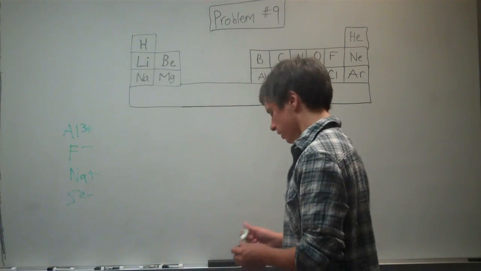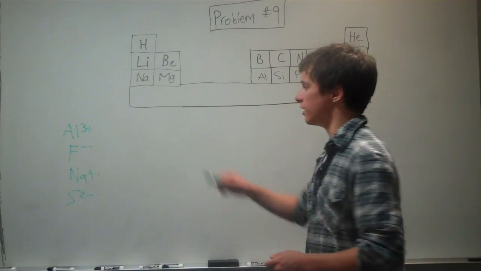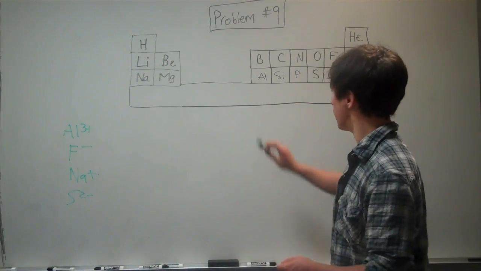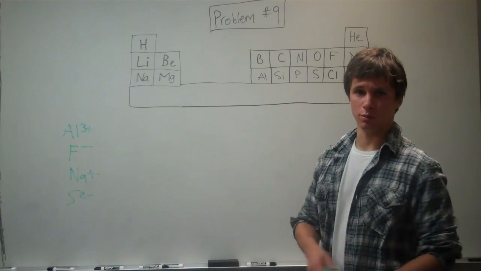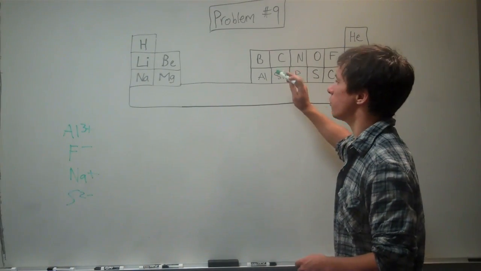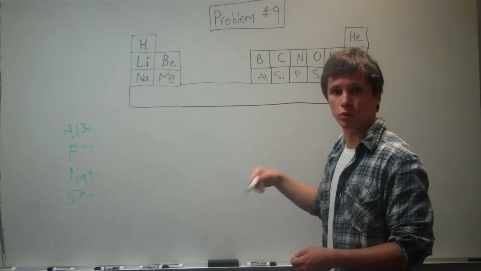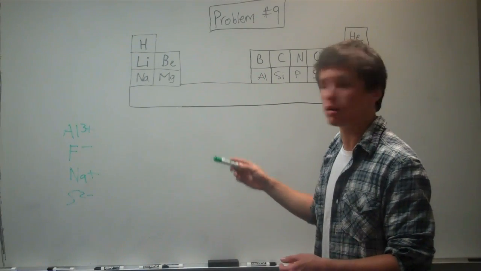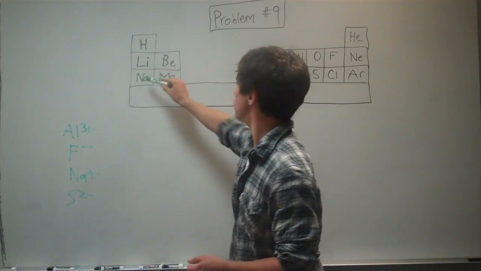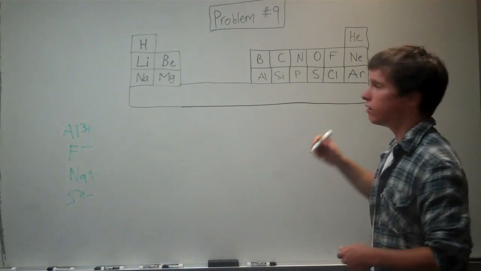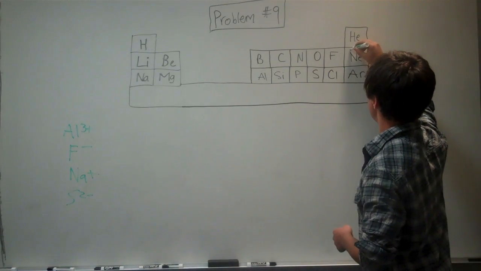Okay, so what we're going to do is locate these things on the periodic table. I drew the part of the periodic table that we'll need here. So first, here's aluminum, and it says 3+. So we have to remove 3 electrons, basically. So that's 1, 2, 3. So that's isoelectronic with the neon atom.